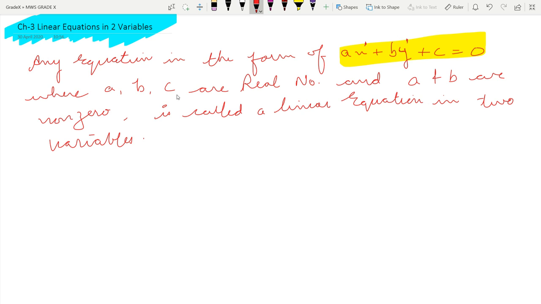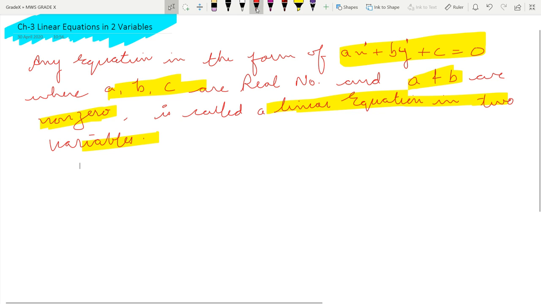Now one more thing is written: a, b and c should be real numbers, and a and b can't be 0. Suppose a and b are 0, then 0 multiplied by x will become 0, and this will also become 0. If both are 0, it means there is no variable. If there is no variable, then how can it be a linear equation in two variables? So a and b should be non-zero. They can be any real number, but they can't be 0. If all these conditions are fulfilled, then this is known as a linear equation in two variables.